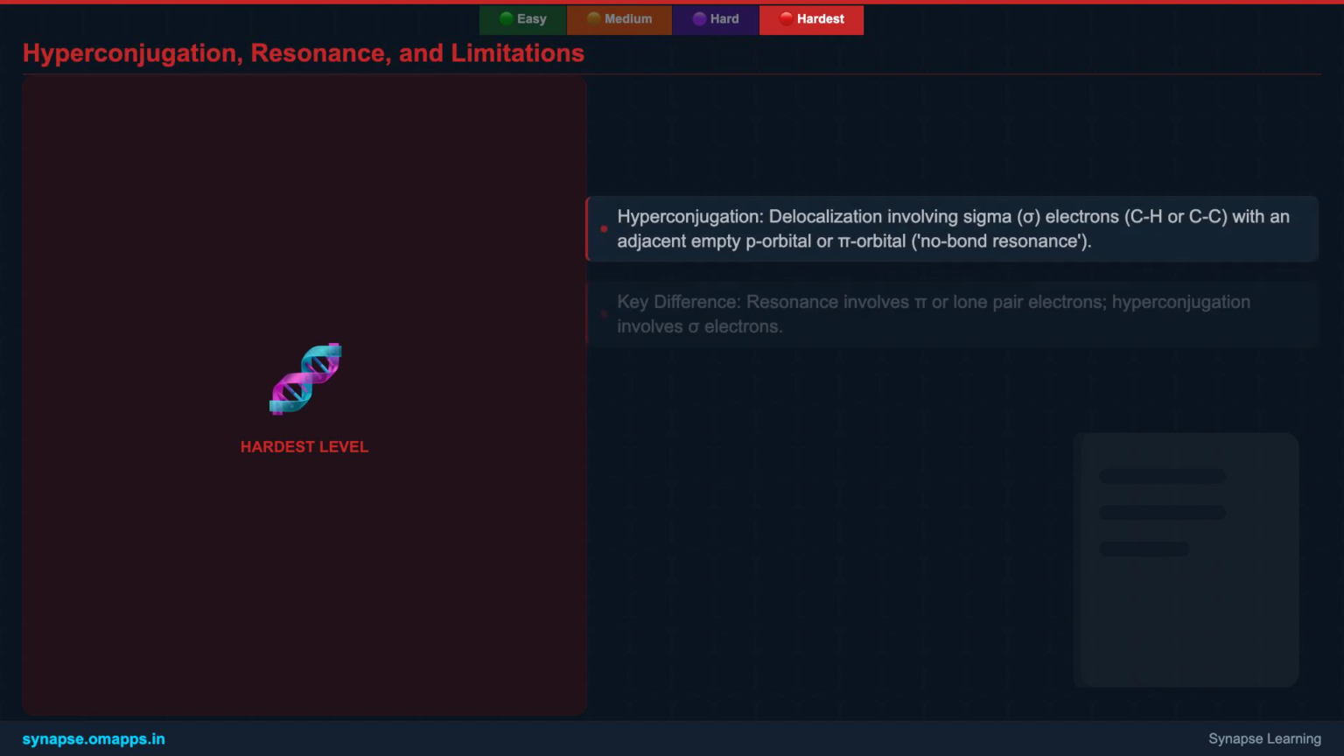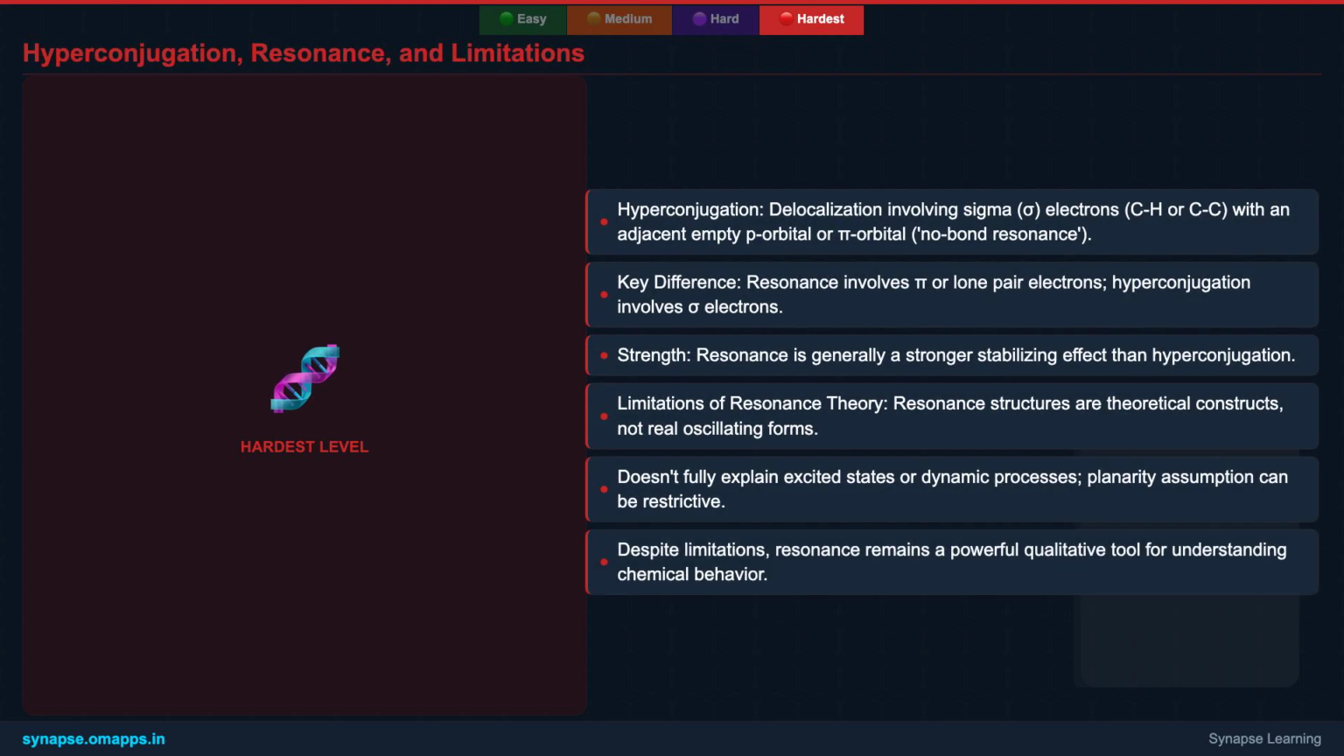It's important to distinguish resonance from hyperconjugation and also understand the limitations of resonance theory. Hyperconjugation, often called no-bond resonance, involves the delocalization of sigma electrons from C-H or C-C bonds into an adjacent empty p orbital or a pi orbital. While both stabilize molecules, resonance involves pi or lone pair electrons, making it generally a stronger effect.